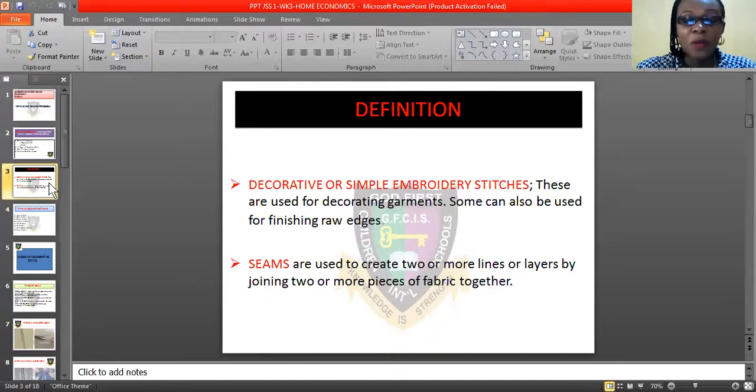Then, what do we mean by seam? Seams are used to create two or more lines or layers by joining two or more pieces of fabric together. Let me take you to where you will know what seam is all about. Go to your jean material, that is your jean trousers or skirts or gown. You will see that in some places, they sew two lines as if they sewed it double. It is not. It is a design that is called seams.